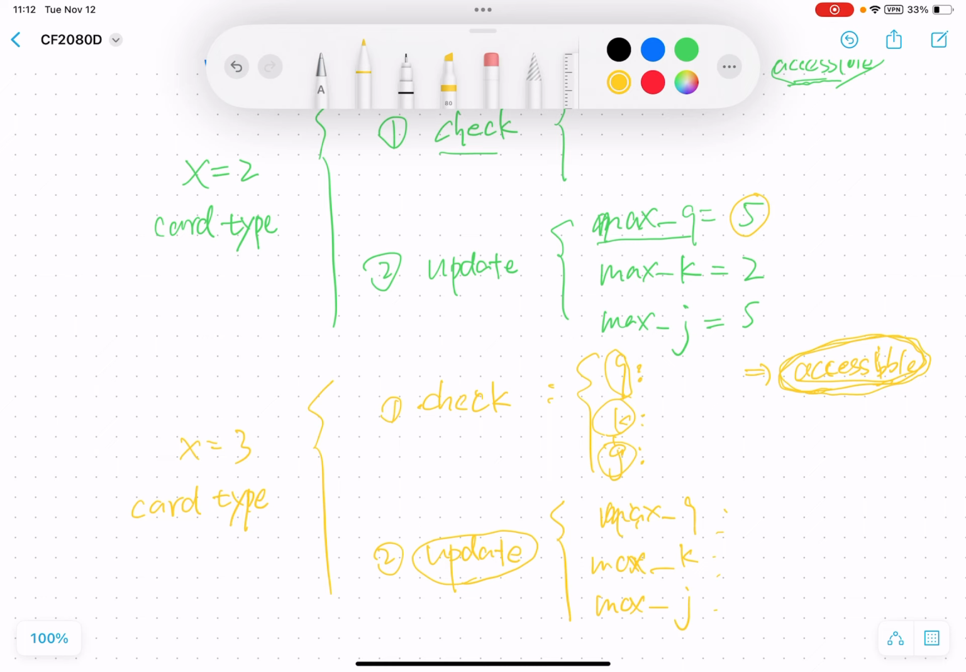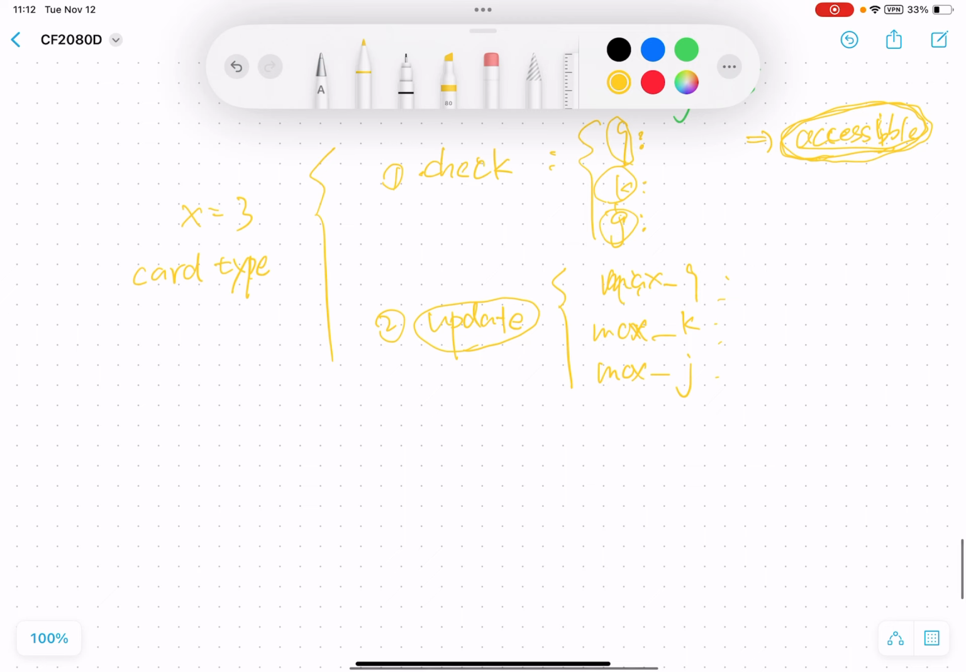So until we found x equal n, till we found card N is accessible. If it is, that means we can get card type N through card type 1. This is how we solve this problem. Okay.